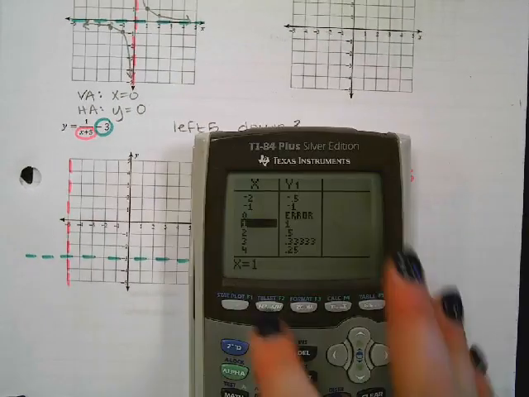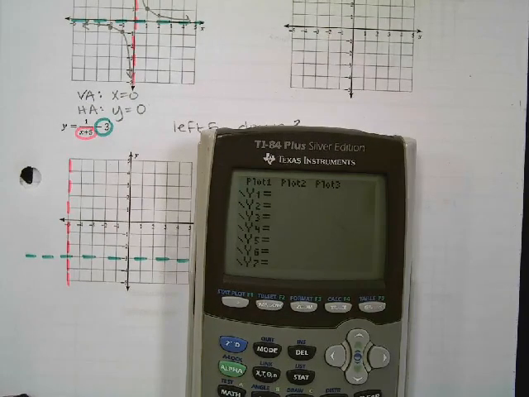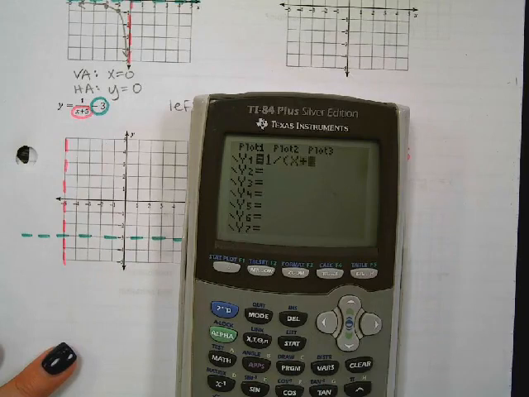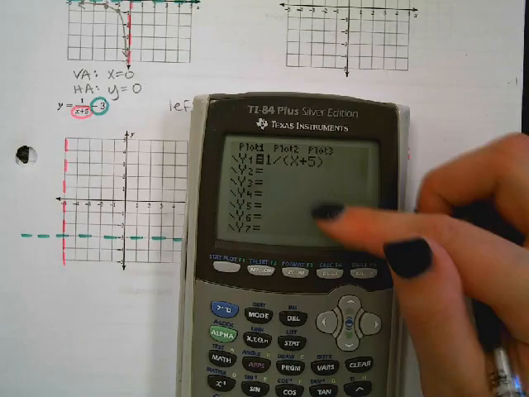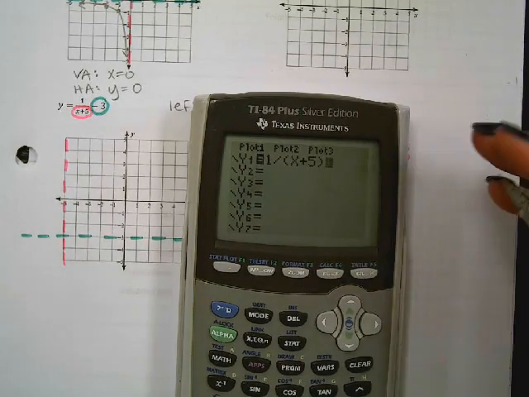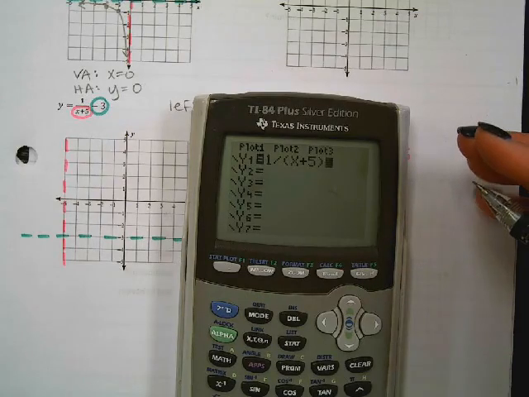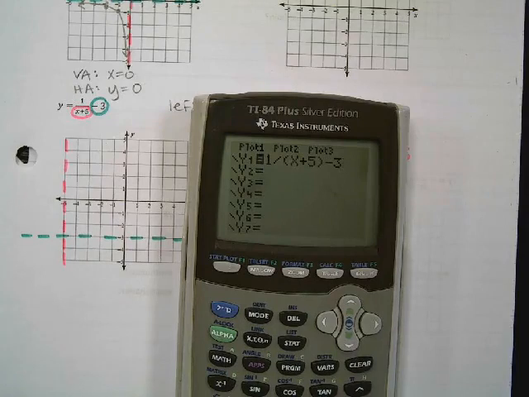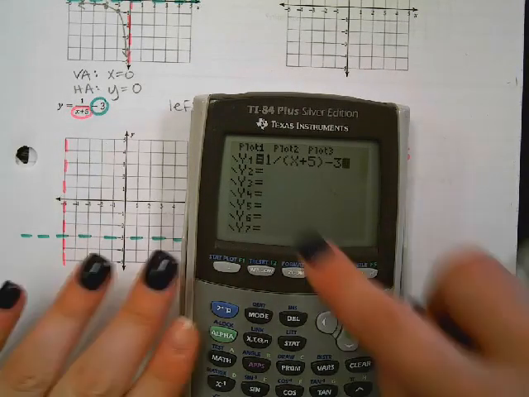Okay, and I'm going to go ahead and graph this. 1 divided by parentheses x plus 5. So if you type it in like this, if you're following along at home, and you should be, I'm going to type it in like this, -3, and I will show you guys in a minute why I would probably not type it in as a fraction. Okay, so type it in like this.